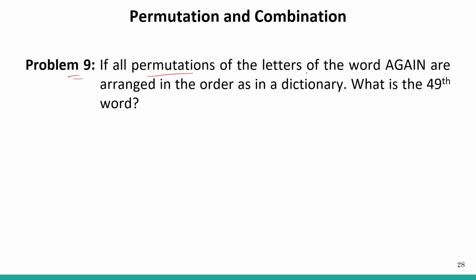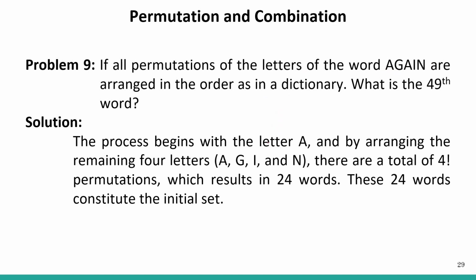Okay, so let's try to actually solve problem number 9. If all the permutations of the letters of the word A, G, A, I, N, where you can see all the 5 letters are distinct, are arranged in order as in a dictionary, what is the 49th word? The process begins with the letter A, because in a dictionary it comes in alphabetical order.